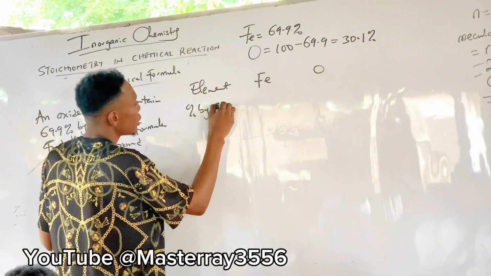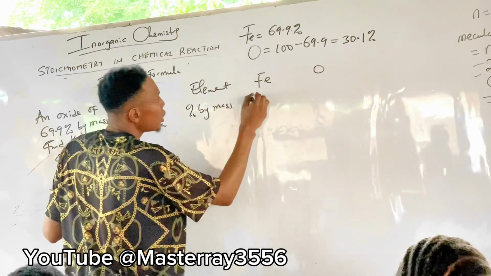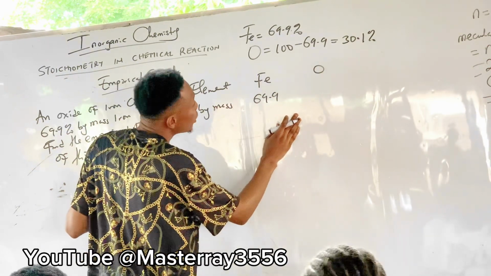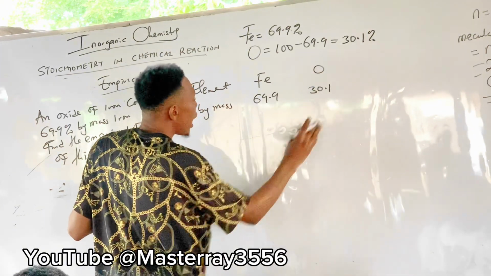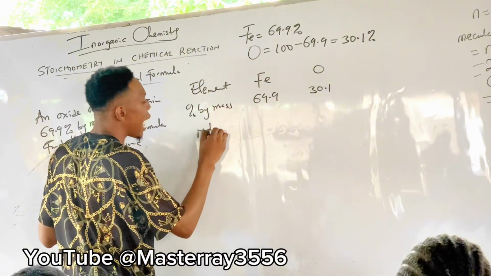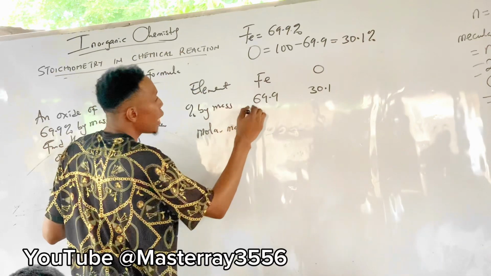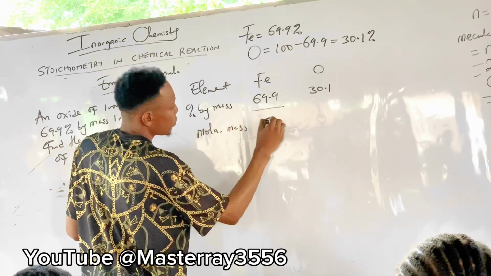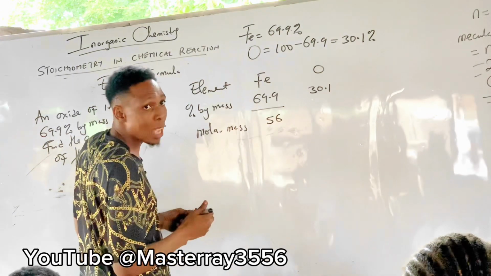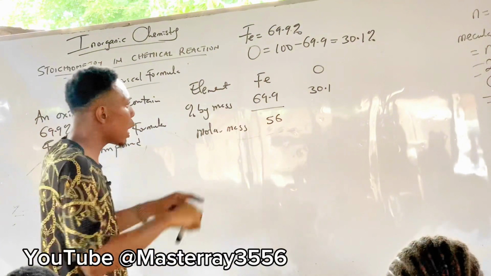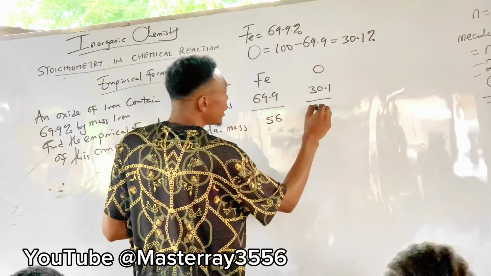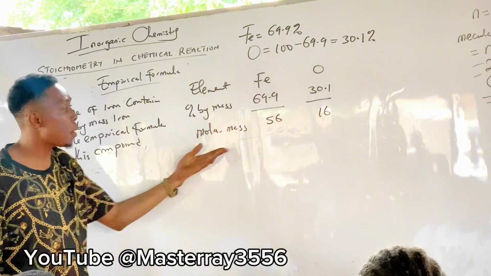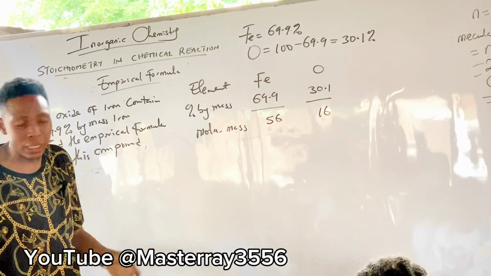Are you following? Then after that, we have the percent by mass. The percentage of iron is 69.9. And the percentage of oxygen is 30.1. After that, you divide by the molar mass. The molar mass of iron is 56. That is 55.5 here, approximately 56. Then the molar mass of oxygen is 16. All right. Now, you will be given those molar masses in your exam. Are you following? All right.